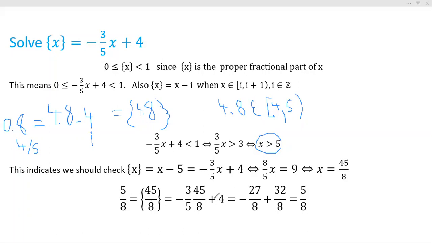Now, when you substitute this into the linear piece that's the right-hand side of the equation, you also get 5/8. That's kind of slick: 5 over 8 here, 5 over 8. So that means 45 over 8 is one of the solutions. And it turns out there's another solution, and I'll leave that to you to check.